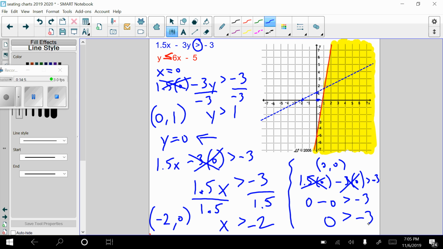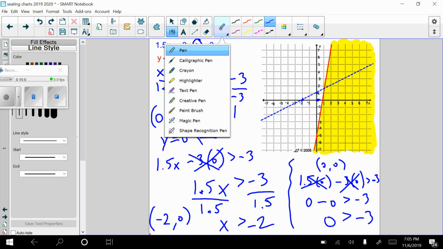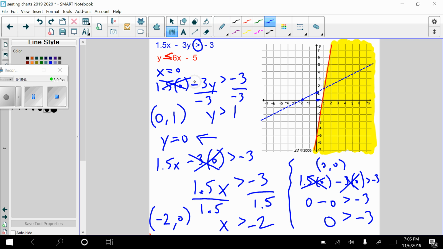So that means I need to include this point 0, 0 as part of my solution. So I'm going to shade the side where I have that 0, 0 ordered pair included in my shaded region. So change to blue, so that means I'm shading this side. And we're going to, again, see some science here where yellow and blue make green.